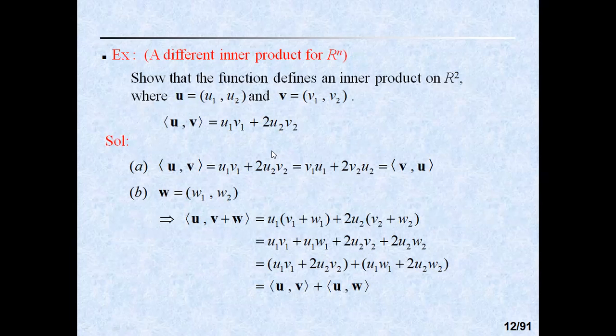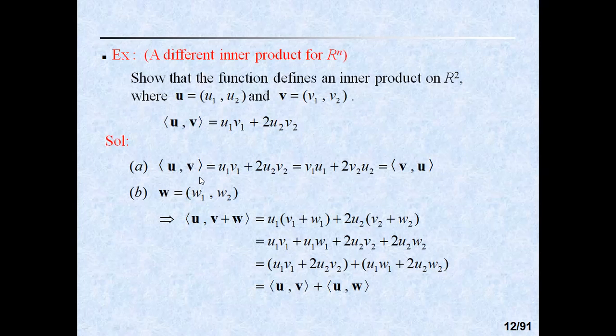How do we show it is an inner product? That means the four axioms must be satisfied. Then we say that it is an inner product. The inner product can be defined in this way: u1 v1 plus 2 u2 v2. Therefore, now we define the inner product.